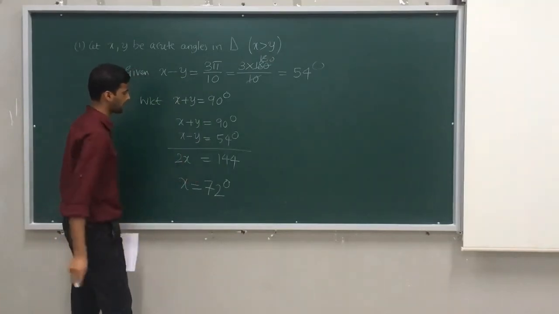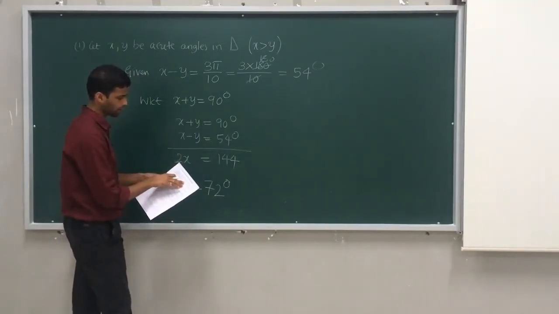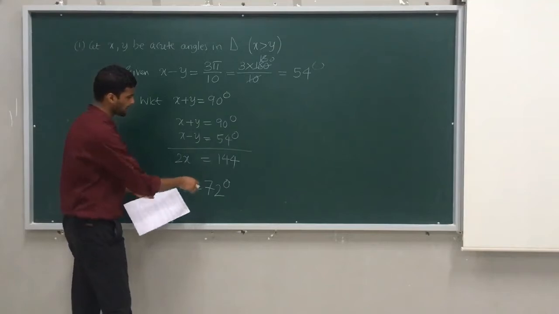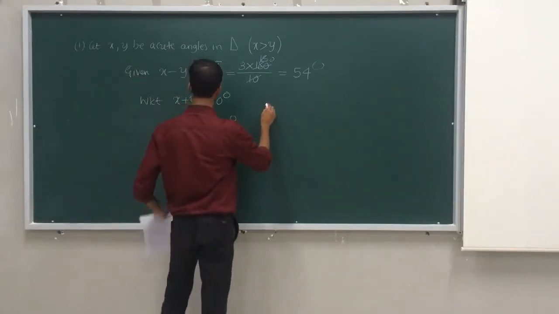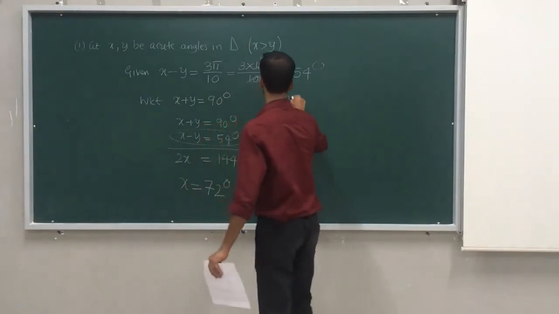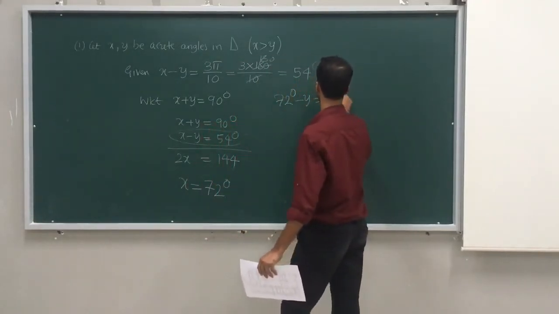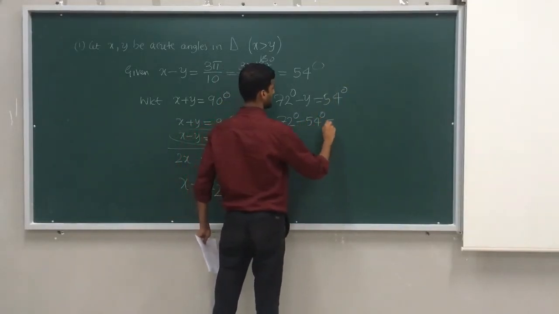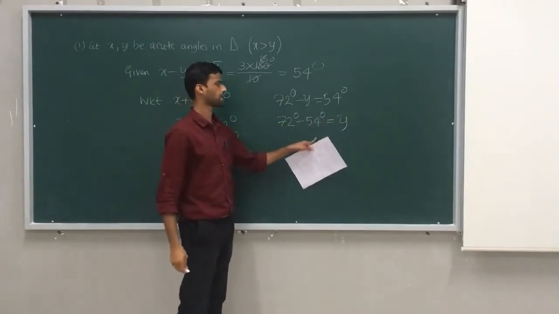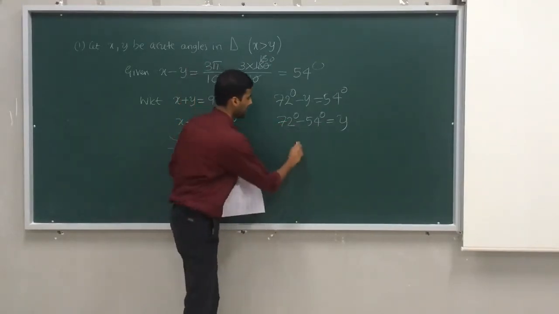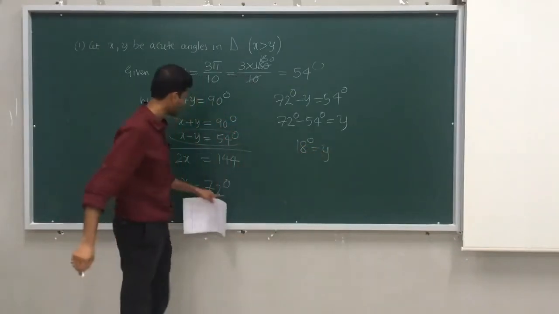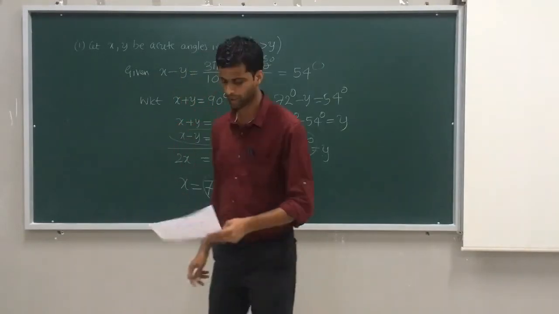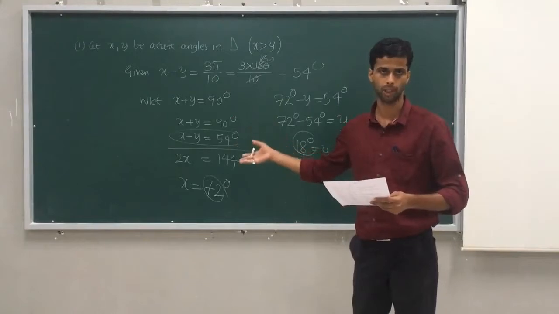Now how to find the second angle? You can just check the options. The third option is 72 degrees, 18 degrees. Let me check by substituting 72 degrees here in this equation: 72 degrees minus y equal to 54 degrees. Shifting, y equals 72 degrees minus 54 degrees, and we know 54 plus 10 is 64, 64 plus 8 is 72, so that is 18 degrees. Therefore x is 72 degrees, which is greater than 18 degrees. So 72 degrees, 18 degrees is the right answer for this question. Option C is the right answer.